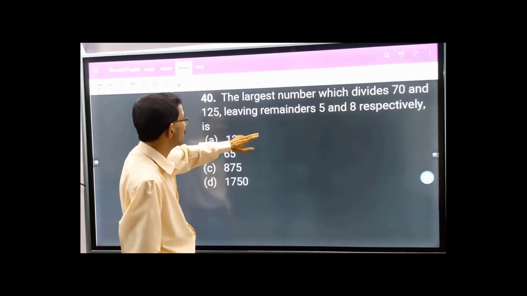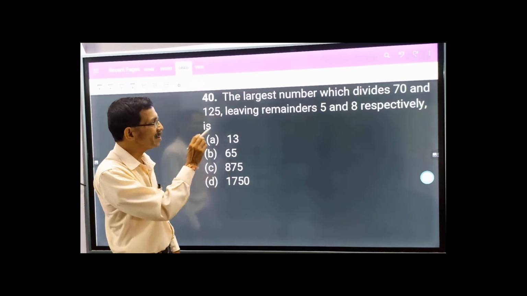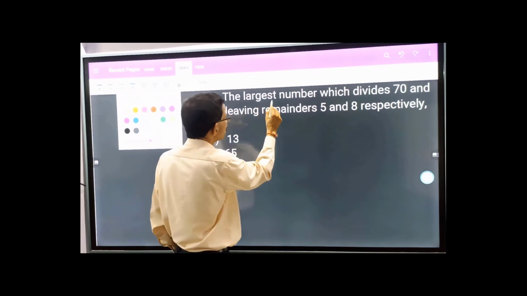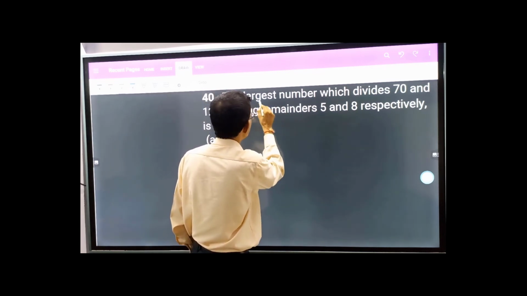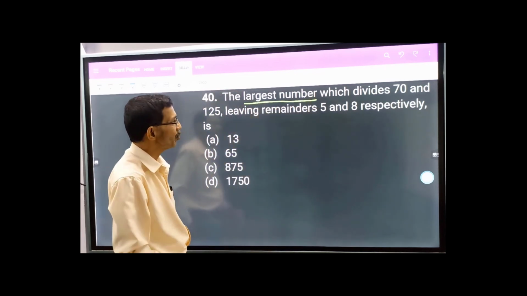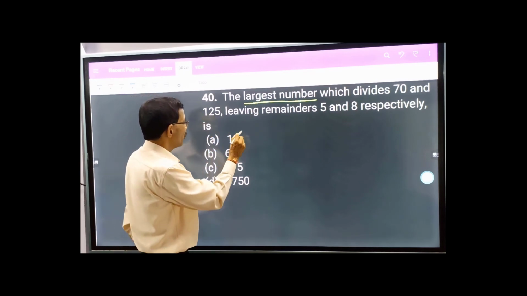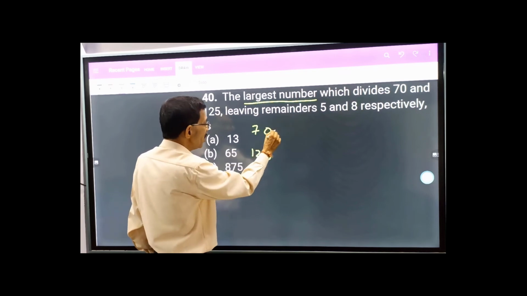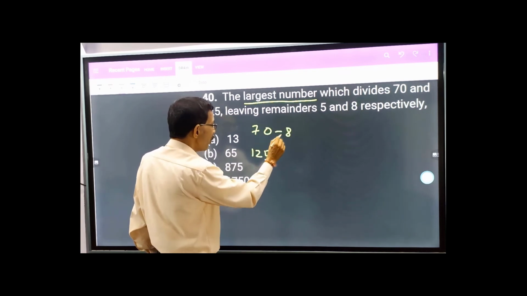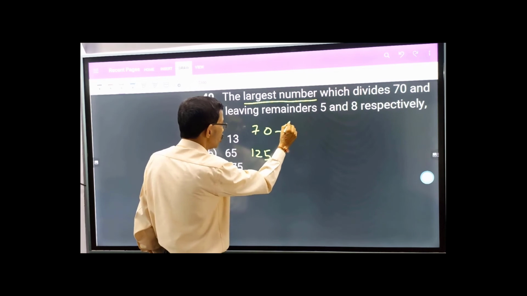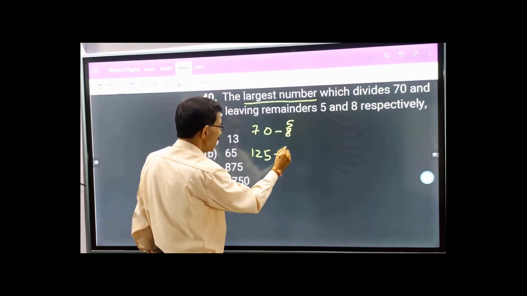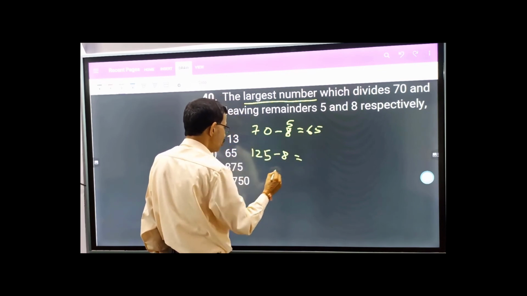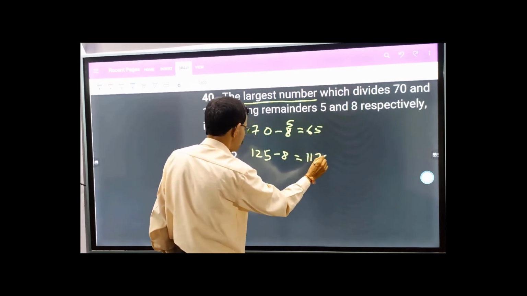Then the next question is like this: the largest number. Now again we are trying to find out the largest number. So that means we will have to find the HCF, which divides 70 and 125. So the numbers are 70 and 125. They are giving remainders as 5 and 8. So this is 5 and this is 8. So this will be 65 and this will be 117.